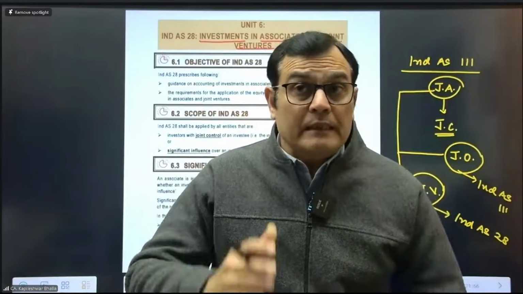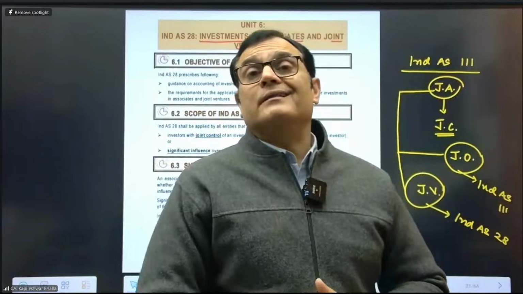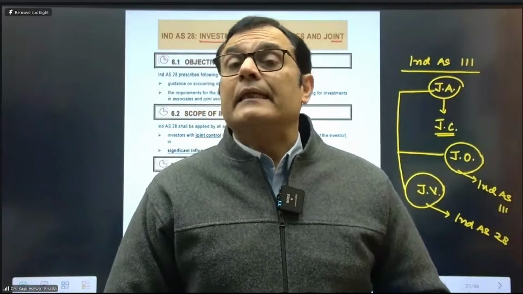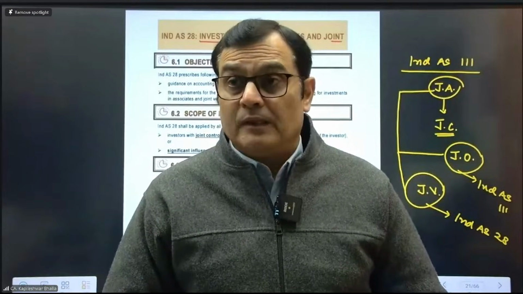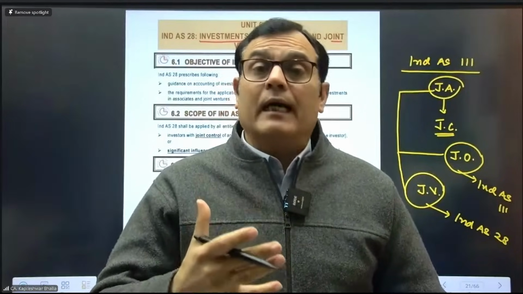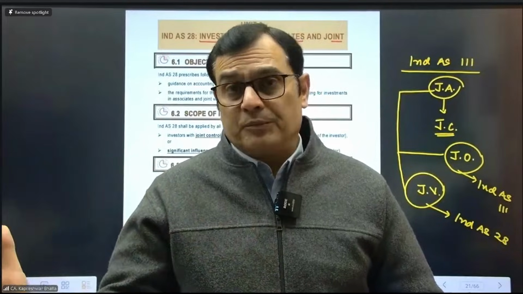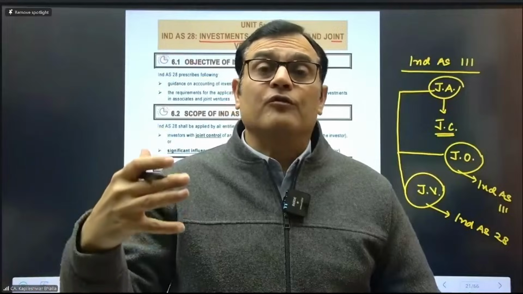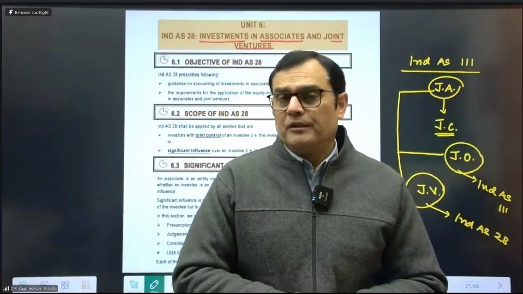Then I'm going to go to the block number 3, in which I will discuss the other aspects of Ind AS 28. And typically, we need to discuss the appendix of Ind AS 28, where as an investor, I may have other long-term interest in the associate company as well. So how does the accounting of those other long-term interests get taken care? That is what we're going to cover.